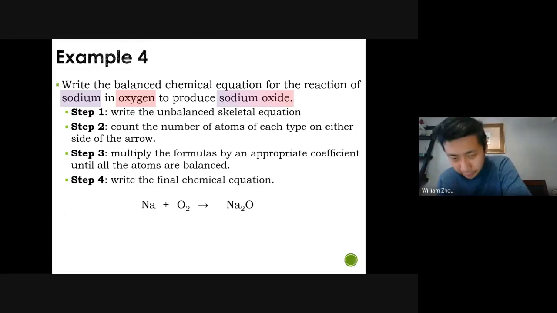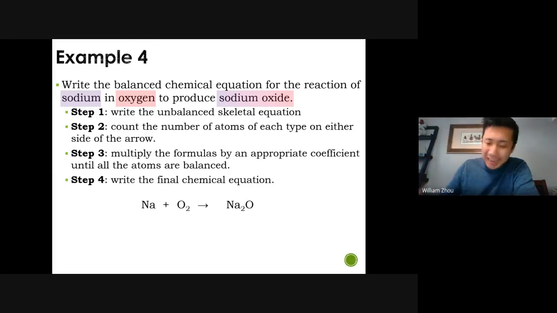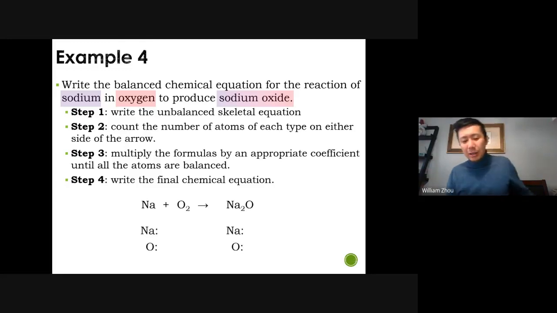Step two. Okay, I have this. By the way, you have to get step one correct. It is Na plus O2. If you write Na plus O, you're going to get it wrong. It has to be O2. How many sodiums do I have? On the left side, you start counting. 1, that's it. In the reactant side, you only have 1 sodium. How many oxygens? 2, because O2 has 2 oxygens.